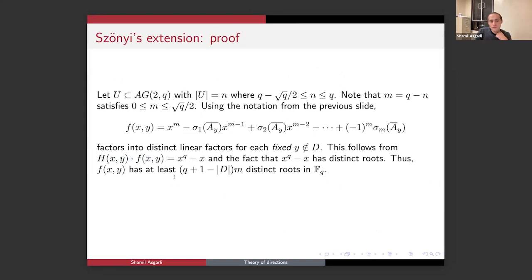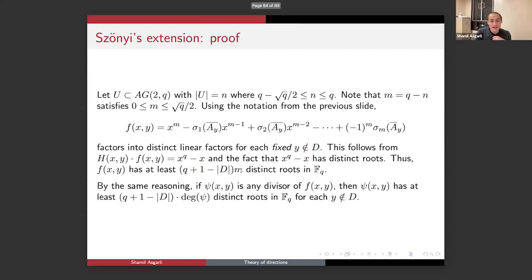So it follows that because this is true for every y not in D, and you have q plus 1 minus D choices for y, since the number of directions is D, the number of points that are not directions is q plus 1 minus D. And each of them has exactly m roots. That means that f has a lot of roots. It has at least q plus 1 minus D times m distinct roots.